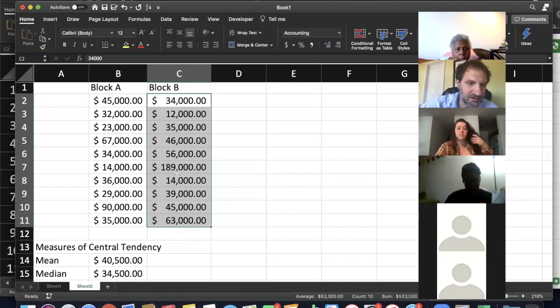You might think, oh, well, block B has this person who made $189,000 in it, so that's probably going to really impact the mean. You might be right. Let's find out.